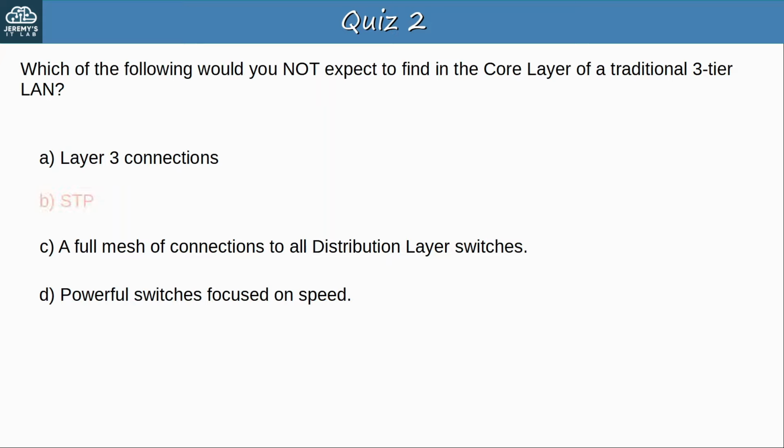Okay, the answer is B, STP, spanning tree protocol. Because the connections at the core layer are all layer 3, spanning tree protocol should not be running in the core layer. Okay, let's go to question 3.